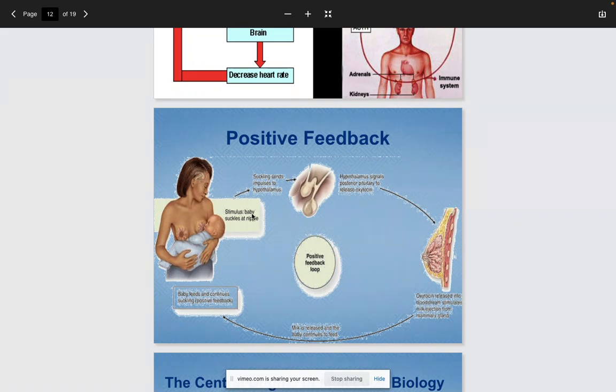So again, we have this baby suckling, message is sent to the hypothalamus. We have the production of oxytocin. Oxytocin is a feel-good hormone as well. It also is responsible for milk ejection. So the milk is ejected, and then because the milk is ejected, the baby can continue suckling. So because oxytocin is produced, the baby continues to feed. It continues to go to the hypothalamus to release oxytocin. So again, this is just an example of positive feedback. We have one reactant continuing to make a product, and the product is continuing to make the reactant. It's a vicious cycle here.